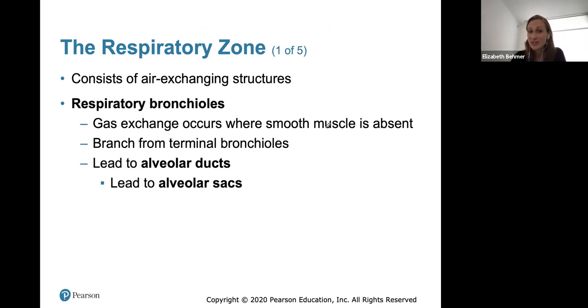The respiratory zone then consists of all the air exchanging structures. The respiratory bronchioles are where gas exchange occurs, where smooth muscle will be absent. They will branch from terminal bronchioles. They will lead to alveolar ducts and eventually alveolar sacs.